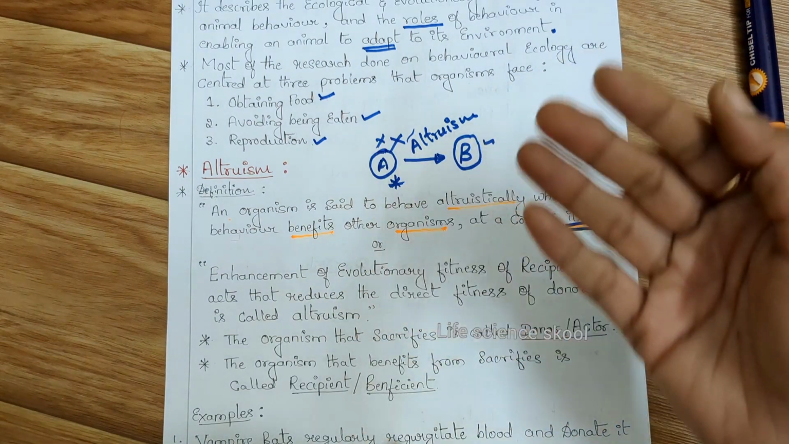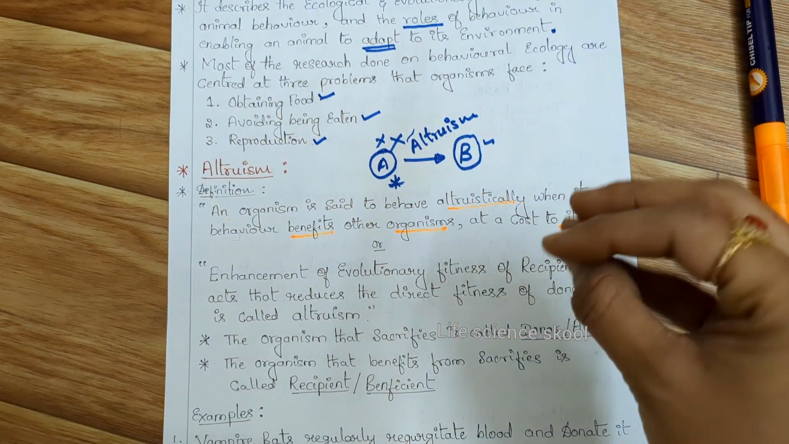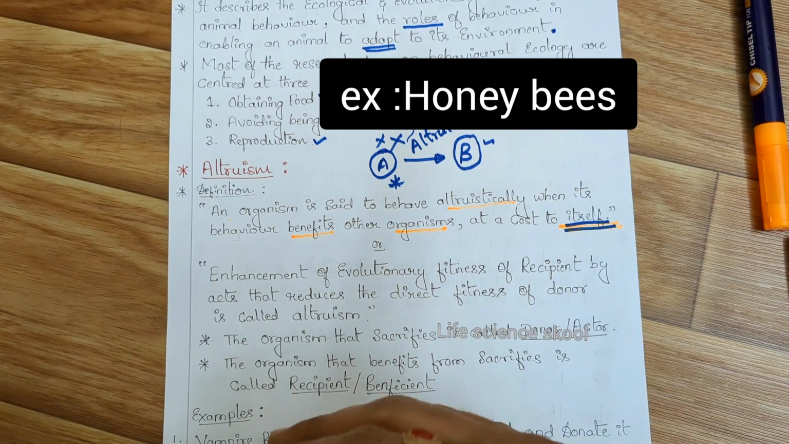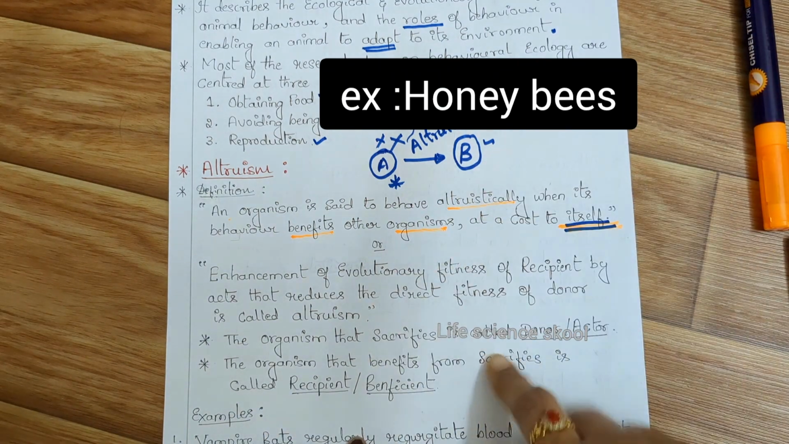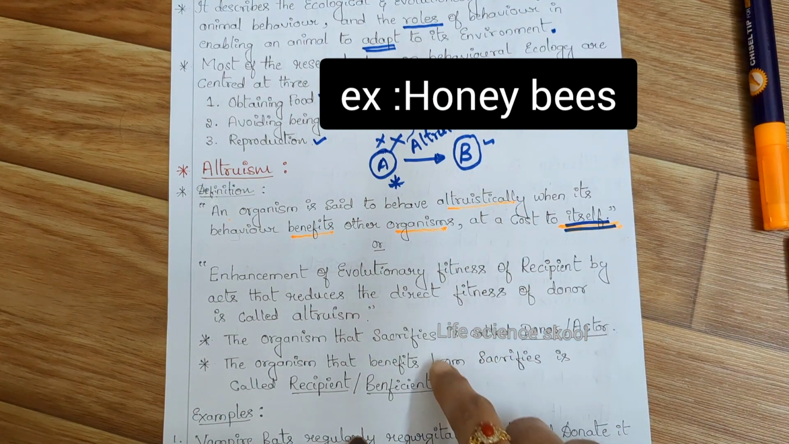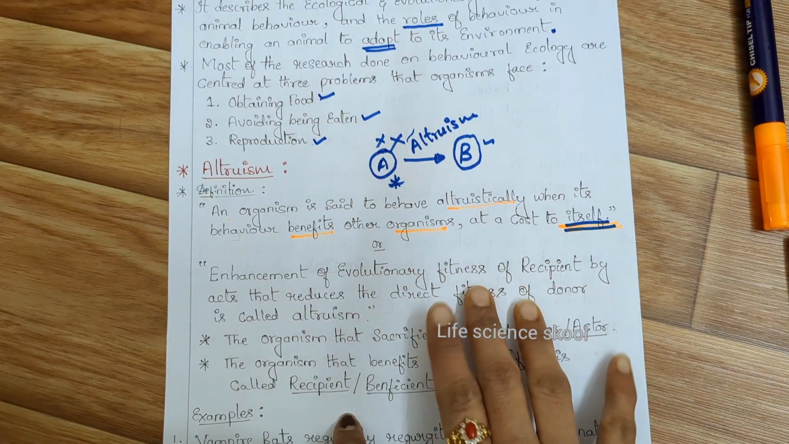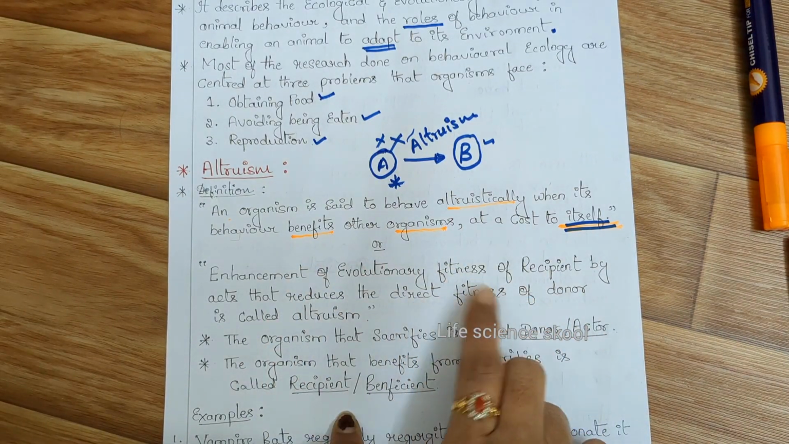This one you can see well in honeybees. I will give that example just after 2 minutes. Let me understand this definition first. So I hope you understood what is direct fitness.